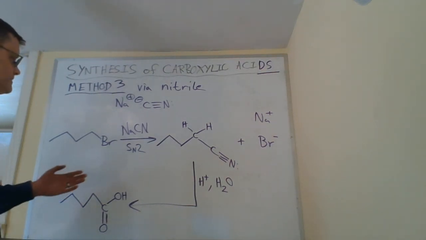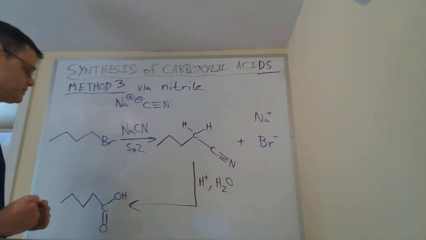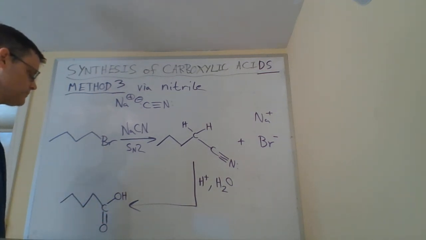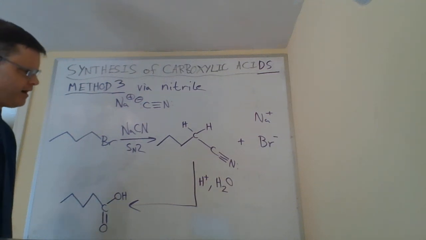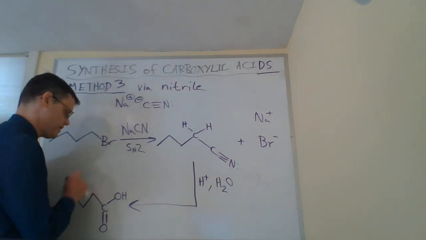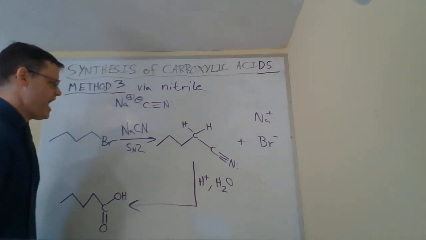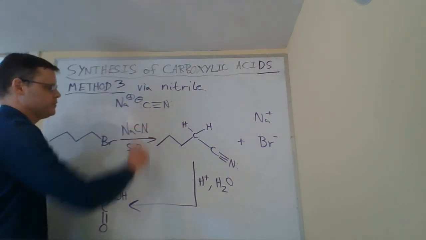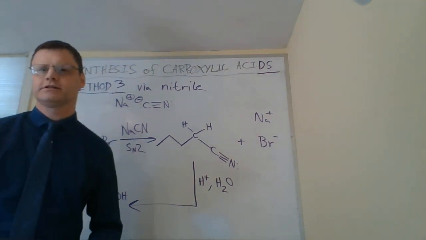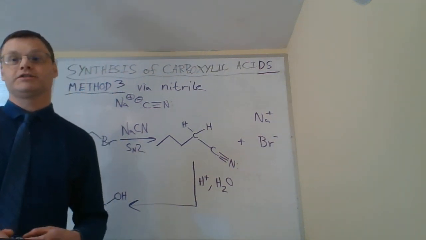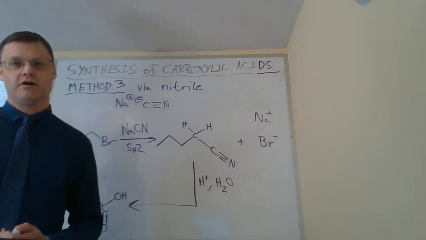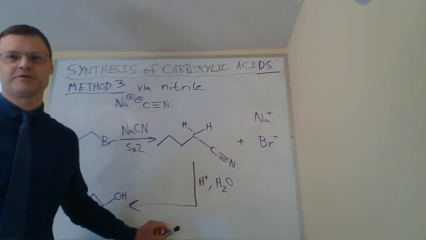So again, this basically accomplishes the same thing as our last method. We're converting from an alkyl halide to an acid, we're using water, and we're adding a carbon. I don't like this method as much because you have to use sodium cyanide, and you have to be careful with any cyanide salt because under acidic conditions you make HCN, and that's hazardous. You don't want to breathe it because it can poison you. So if I were doing this myself, I'd probably try to use method 2 rather than method 3.